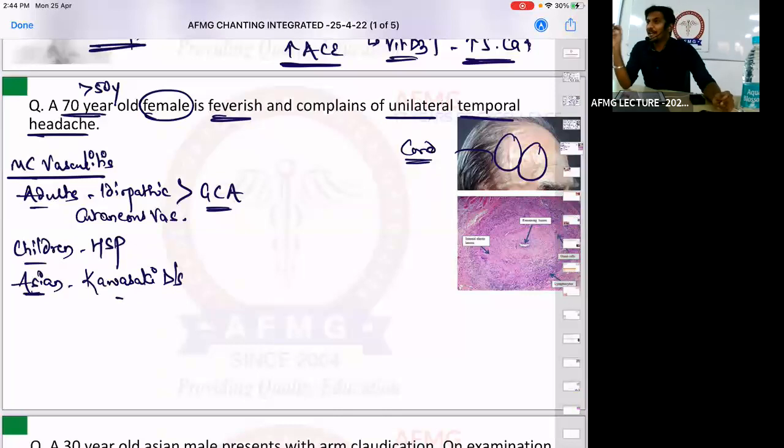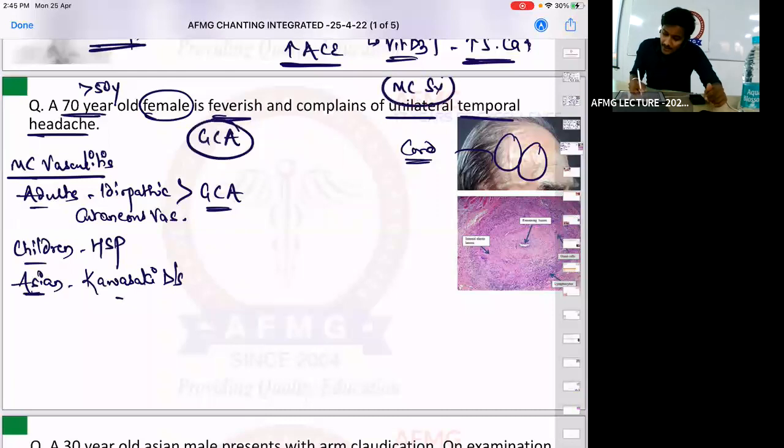Now, if the patient complains to you of unilateral temporal headache, it is the most common symptom of giant cell arteritis. The diagnosis is giant cell arteritis. It is also called temporal arteritis. Why is it called temporal arteritis? Because the most common vessel affected is the superficial temporal artery.